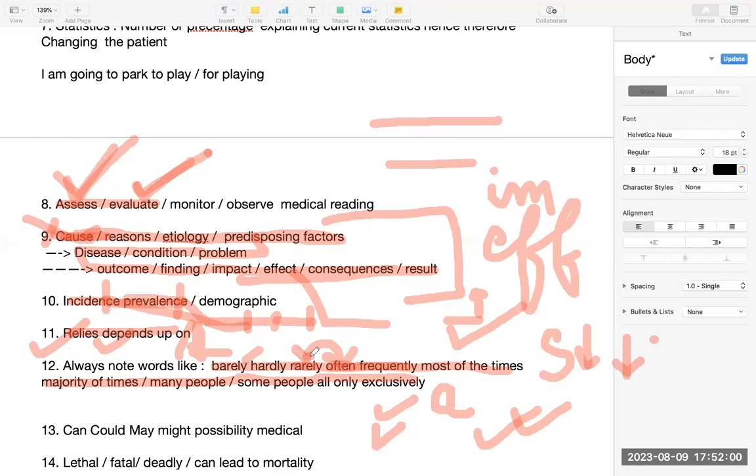Rarely means very little. Another synonym for rarely is seldom. Seldom also means very little. Barking dogs seldom bite means barking dogs rarely bite. So these words are the opposite of often and frequently. The opposite of most of the times means very less. Hardly or rarely means very less. Barely also means very less.